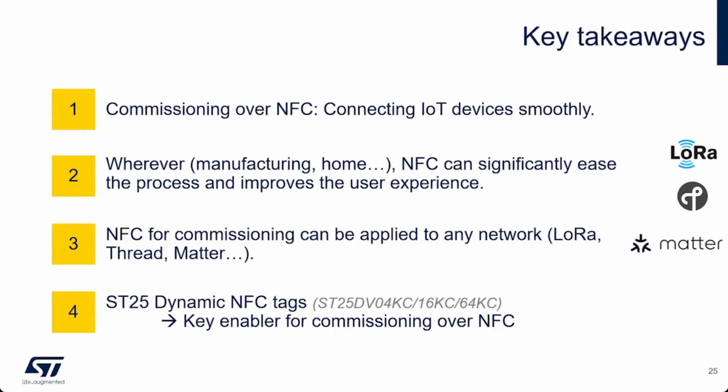So the key takeaways are: commissioning over NFC allows IoT devices to connect smoothly to a network. It provides a significantly better user experience by easing the complex process of joining a device to a network. It can be applied to any network, and the ST25DV dynamic tag is the key enabler for commissioning devices over NFC. The complexity of commissioning and how to solve it are simple. Tap, connect. NFC for simplified commissioning.